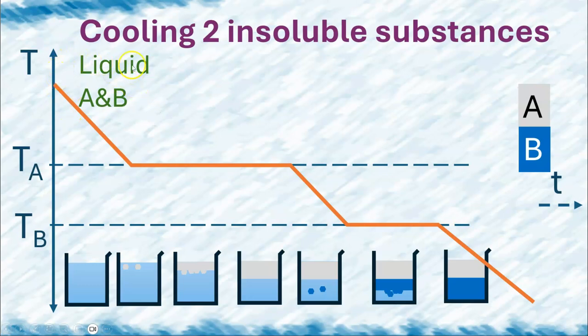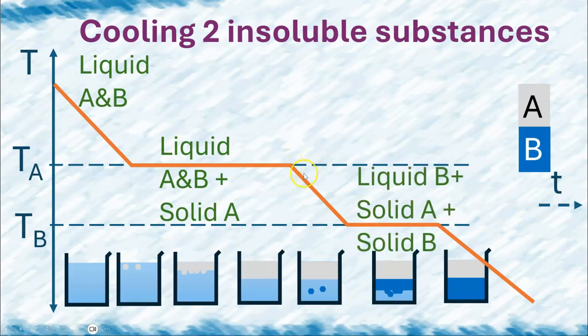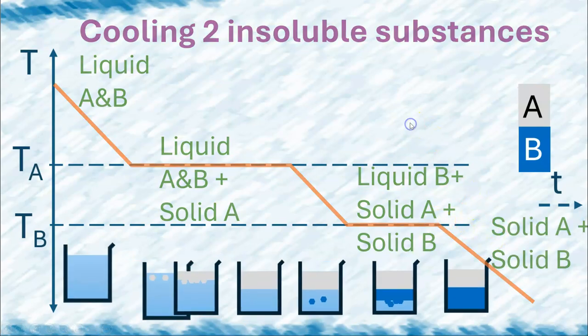For the phases present, we have liquid A and B, so the mix of A and B. Liquid A and B together, but some solid starts forming, solid A that is, until all the A is solid. And then we have liquid B, with the solid A from beforehand, and solid B can start forming once we've reached the freezing point of B. And all the B is solid, and we get nothing but solid A and solid B.